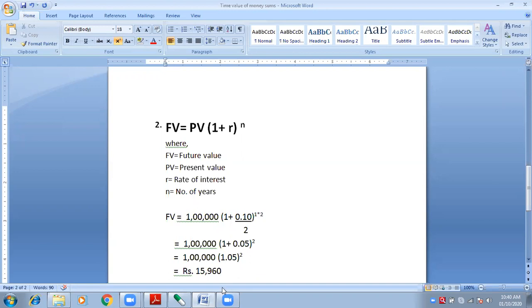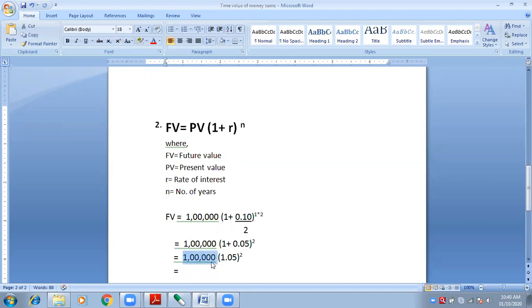equation. First, see, 1 lakh is the same, 1 is the same, plus is the same. Divide 0.10 divided by 2. So it will be 0.05. Bracket close. 1 into 2, 2. So it is raised to 2. Third step, write down 1 lakh, the same. In the bracket, it is 1 plus 0.05. What is after addition? 1.05 raised to 2.